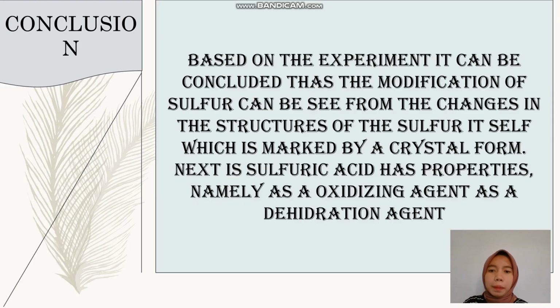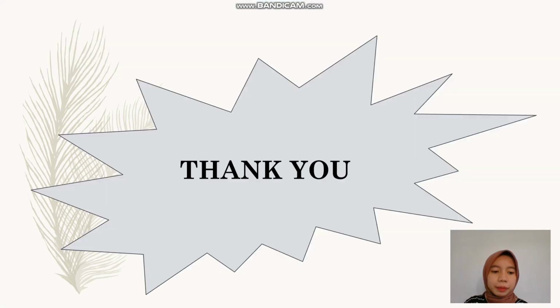Conclusion. Based on the experiment, it can be concluded that the modification of sulfur can be seen from the change in the structure of the sulfur itself, which is marked by a crystal form. Next, sulfuric acid has properties, namely as an oxidizing agent and as a dehydration agent.